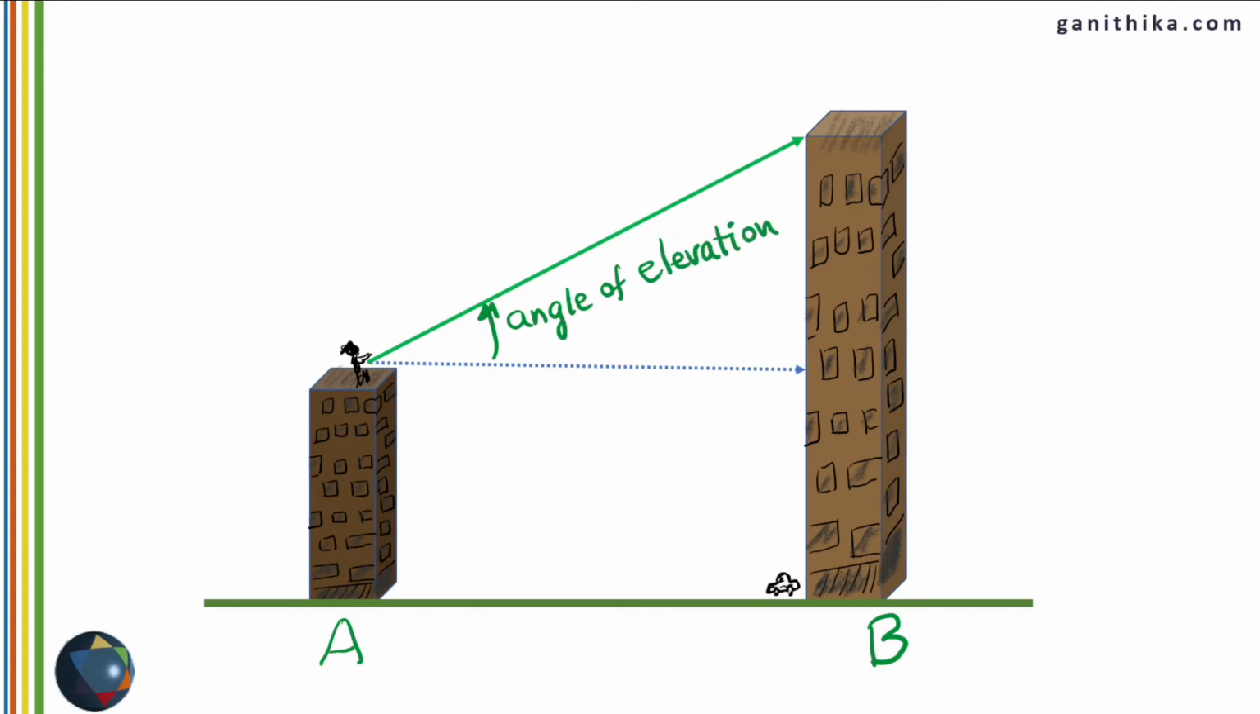Whereas if you consider a car standing at the foot of building B, then the person at the top of building A should be looking down towards the car, which means he is making an angle of depression through this angle. So this is the angle of depression and the green one is the angle of elevation. So the angle of elevation is formed when he is looking at the top of building B and the angle of depression is formed when he is looking at the bottom of building B.